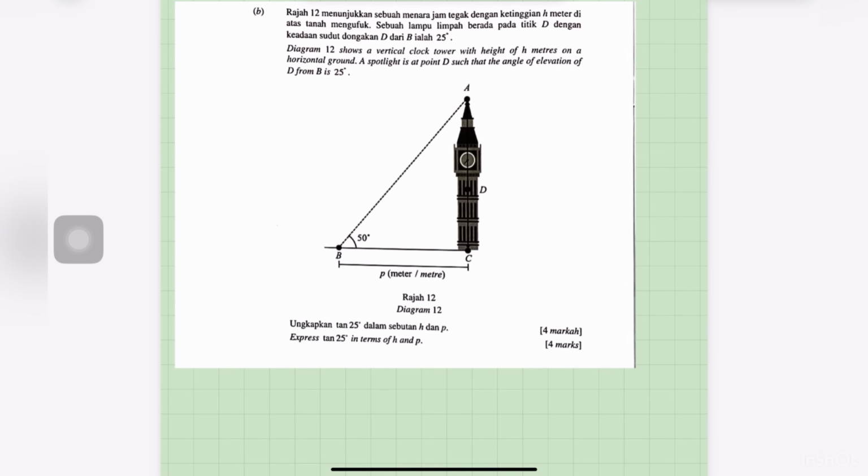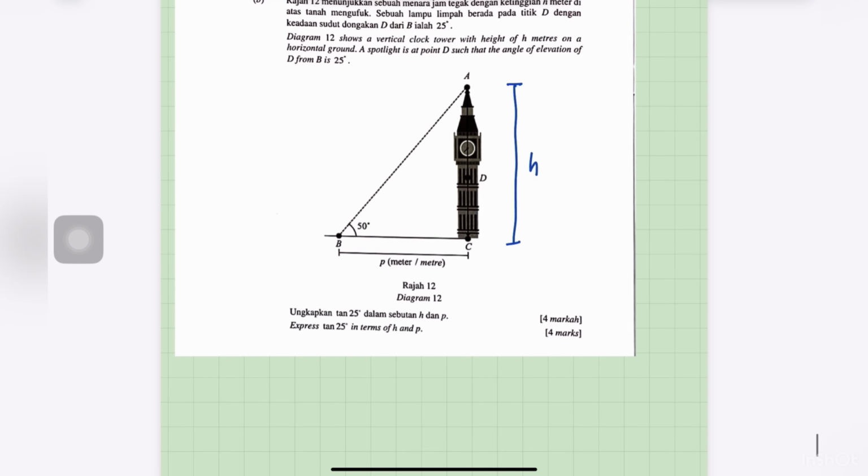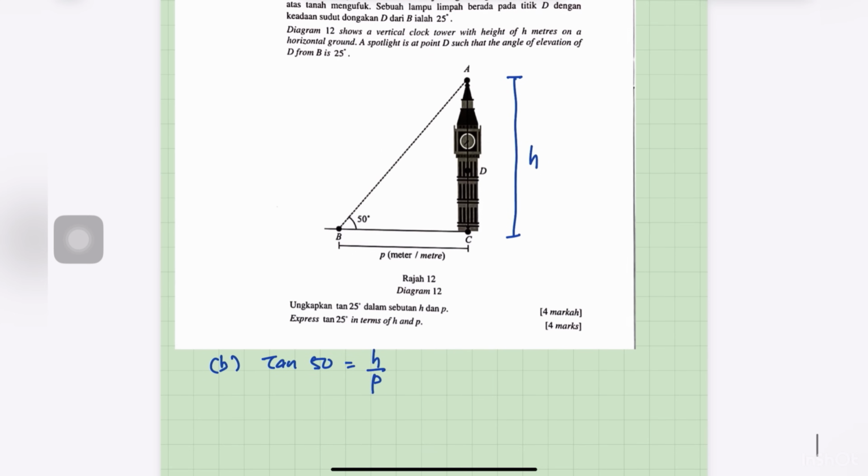B. Diagram 12 shows a vertical clock tower with height of h meters on a horizontal ground. A spotlight is at point D such that the angle of elevation of D from B is 25. Express tangent 25 in terms of h and p. Okay, so given the height is h, we can find here tangent 50 equals opposite over adjacent, so h over p. Okay, they want tangent 25.